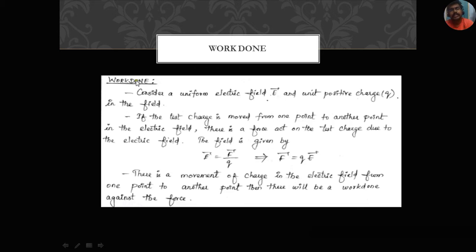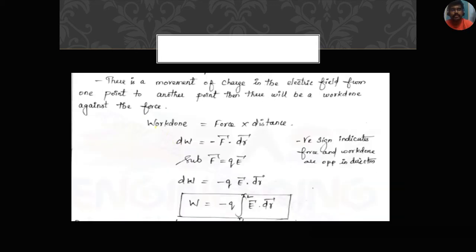If a test charge is moved from one point to another point in the electric field, there is a force which acts on the test charge due to the electric field, and this field is given by E vector is equal to F vector divided by Q. From that we can write F vector is equal to Q into E vector. So if there is a movement of a charge in the electric field from one point to another point, then a maximum work will be done against the force.